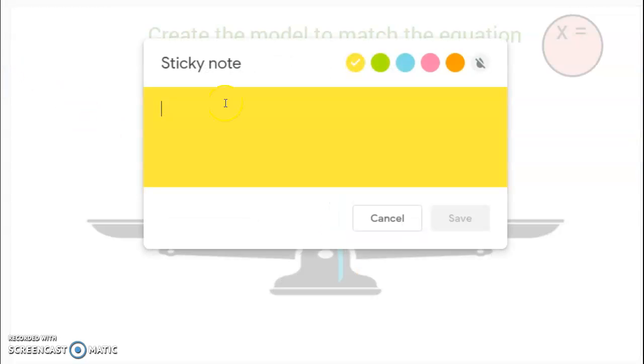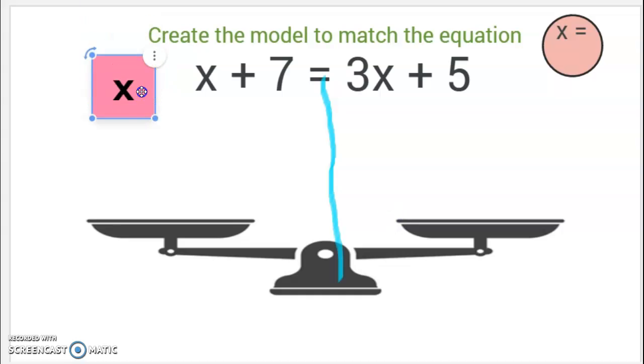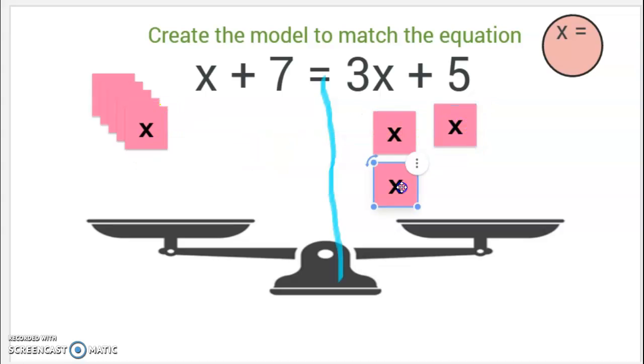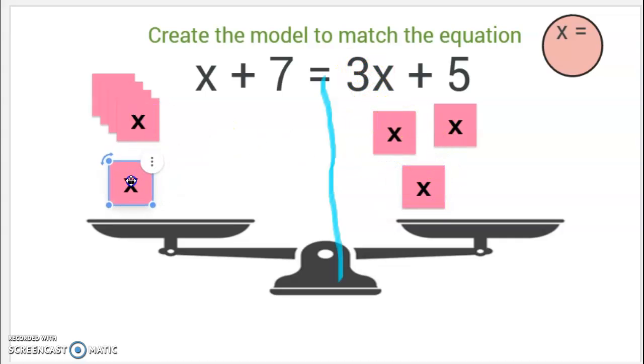I grabbed a sticky note, I picked the color that I wanted, and I typed the letter X on it. Once you make it the size that you want, you can copy and paste it. To copy it, you press Control and the letter C. If you press Control and the letter V, you can paste however many of the same image you want. So I'm going to go ahead and move 3 of them to this side because it's 3x, right? I only need 1 X on this side, so I'm going to go ahead and erase the other ones that I made.